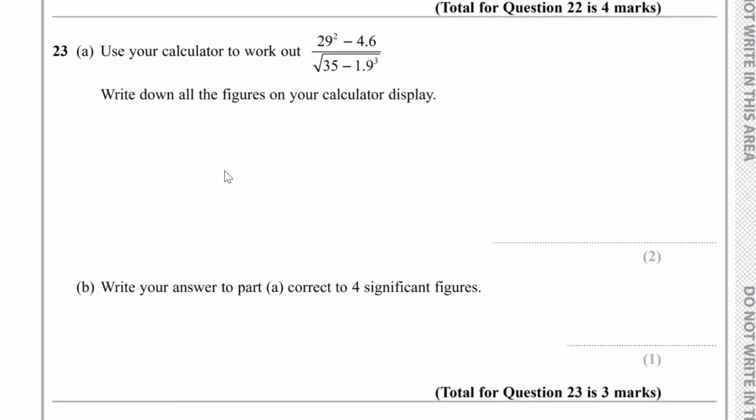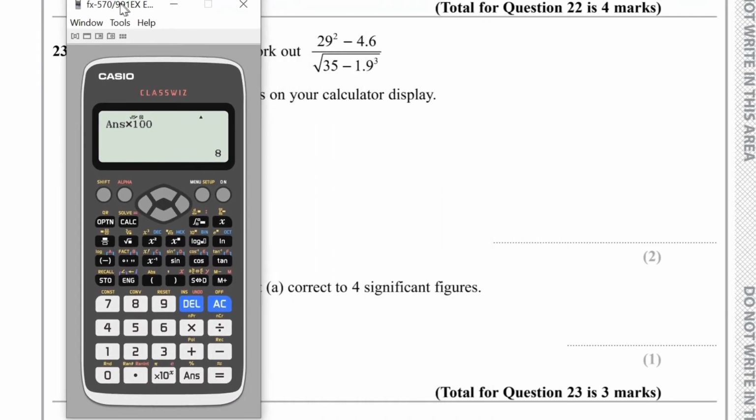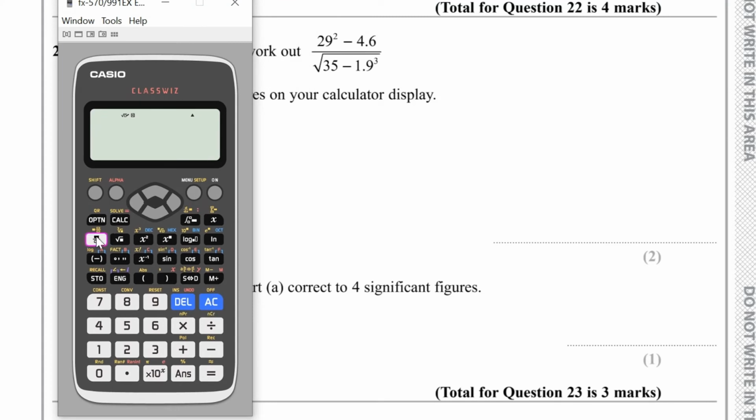Question 23 for part A, we have to work out 29 squared minus 4.6 over the square root of 35 minus 1.9 cubed, and we have to write down all the figures our calculator displays. So here we have 29 squared minus 4.6 over the square root of 35 minus 1.9 cubed. It turns out we get 157.668255.